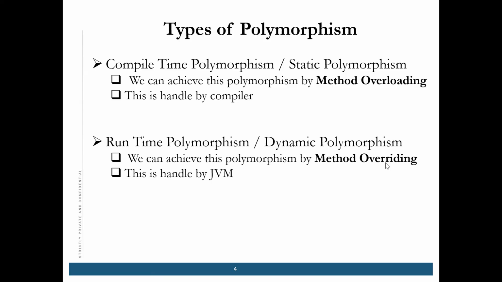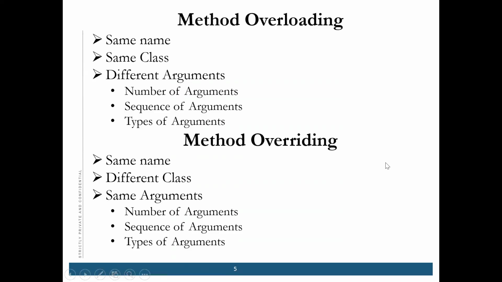Next is, how we can achieve method overloading. First we learn about overloading, later we'll learn about overriding. So how we can achieve method overloading? By the same name, in the same class, but passing different arguments. As I said, with the same name of the method, we are passing different arguments. That is called method overloading.